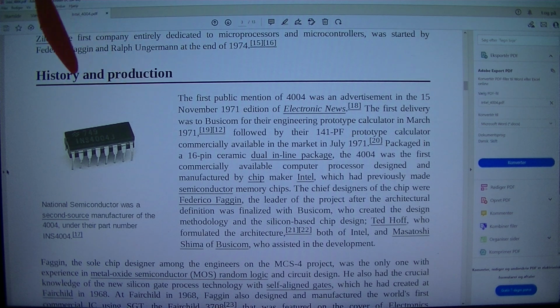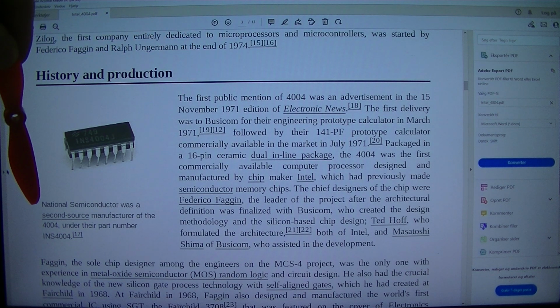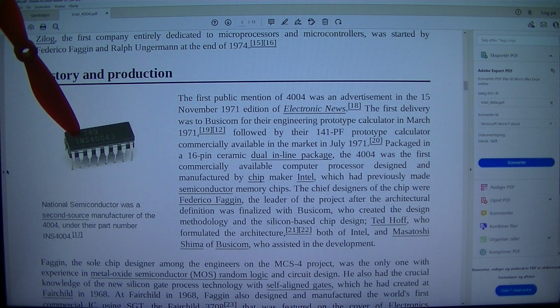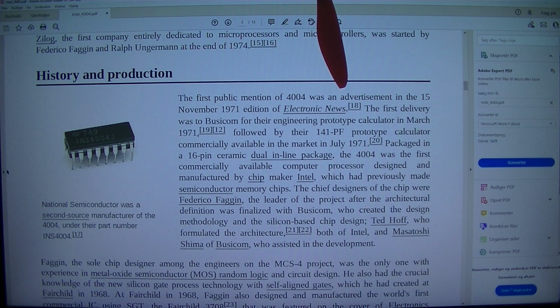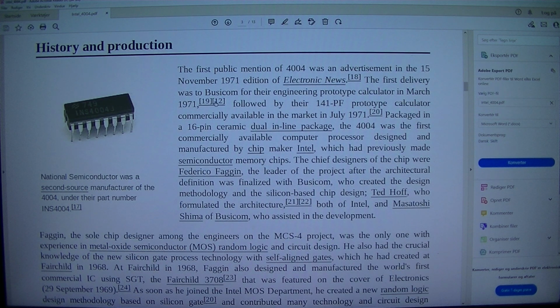History and production. National Semiconductor was a second-source manufacturer of the 4004, under their part number INS4004. The first public mention of the 4004 was an advertisement in the 15 November 1971 edition of Electronic News. The first delivery was to Busicom for their engineering prototype calculator in March 1971, followed by their 141-PF calculator commercially available in the market in July 1971.